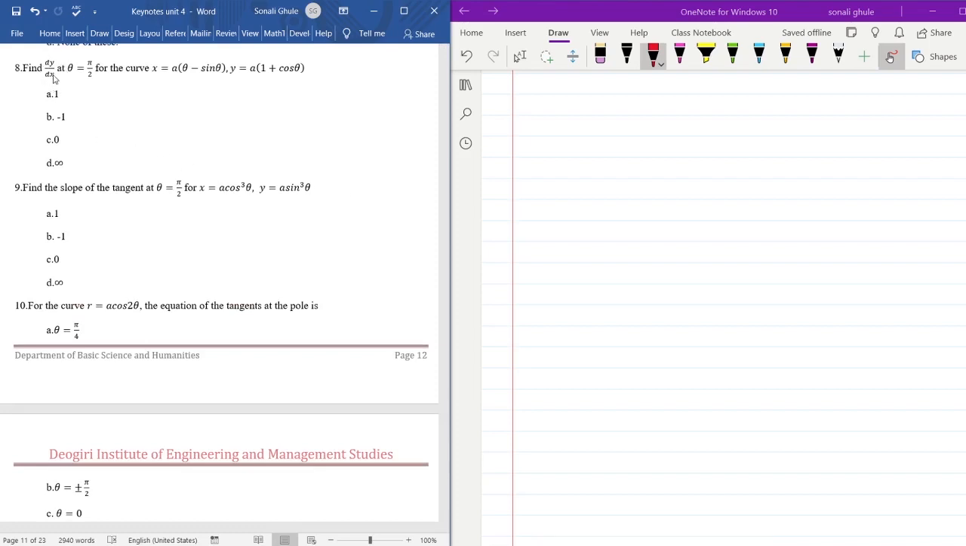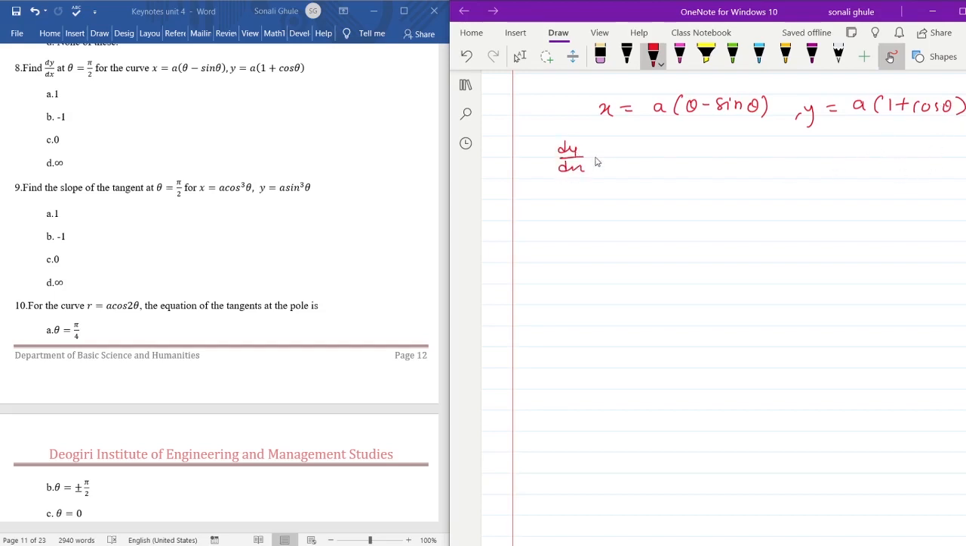We have to find dy by dx. Now this is a parametric curve which is a cycloid. So x equals a(theta minus sin theta) and y equals a(1 plus cos theta). Okay. To find dy by dx, what do we have to do? We have to use this result, dy by d theta upon dx by d theta. So we differentiate y with respect to theta: a into the derivative of cos theta, that is minus sin theta. And for x with respect to theta, a into the derivative of (1 minus sin theta), that is cos theta.